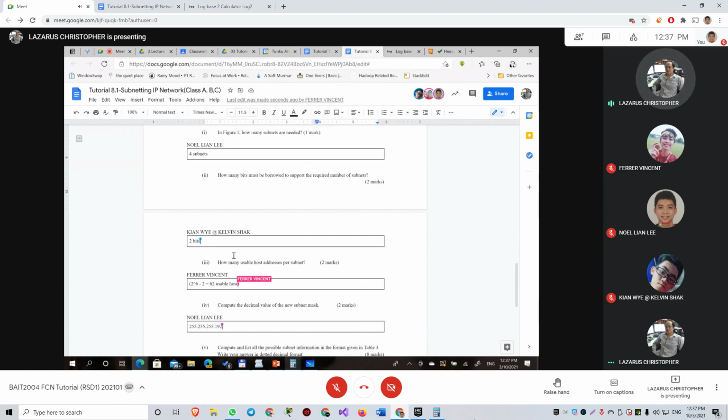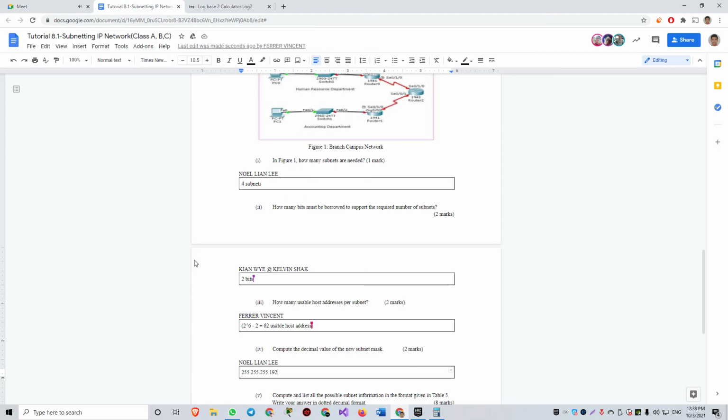So Farah, how do you get the 6 again? Why 2 power 6? From 8 minus 2, because 2 bits were borrowed already. So 2 bits borrowed, 8 minus 2, left 6. So the formula is 2 power n minus 2, you get 62 usable host addresses. The 8 is what again? Because it's a slash 24.